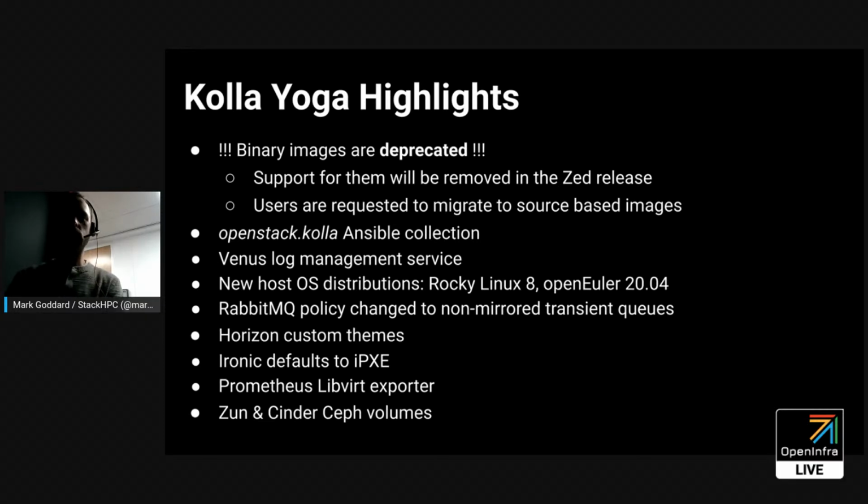We've got some better support for Horizon custom themes, so you no longer have to rebuild your Horizon image to get a theme in there. You can specify it in your Kolla Ansible configuration. The Ironic deployment now defaults to iPXE, so that's in line with the changes in the Ironic project. We've added a libvirt exporter image for Prometheus, so we can now get metrics about libvirt in our Prometheus monitoring. And finally, Zun now has support for using Cinder Ceph volumes. Next slide, please.